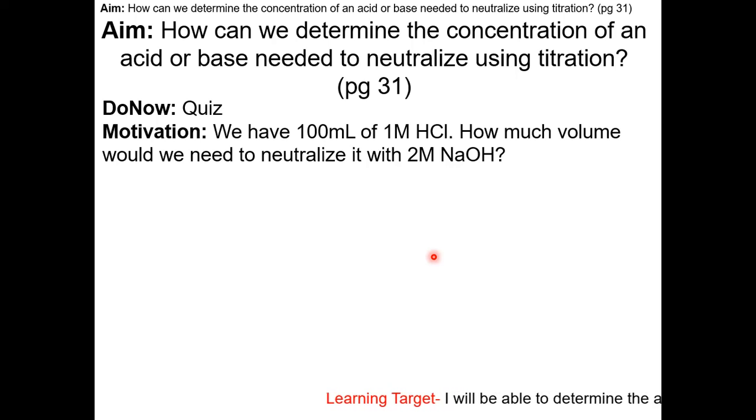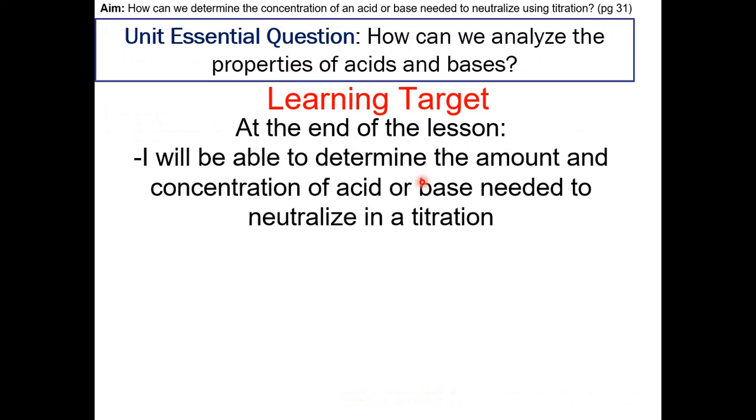In this lesson, we'll focus on figuring out the amount of volume or concentration needed to neutralize an acid or base. Let's look at this example. We have 100 mL of 1 molar HCl. How much volume would we need to neutralize it with 2 molar NaOH? So in this lesson, we'll figure out how to solve these calculations.